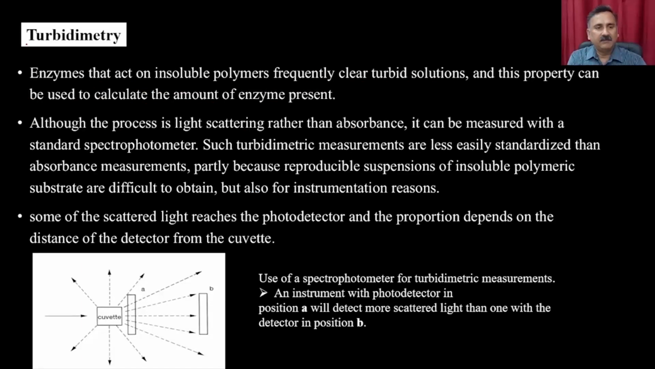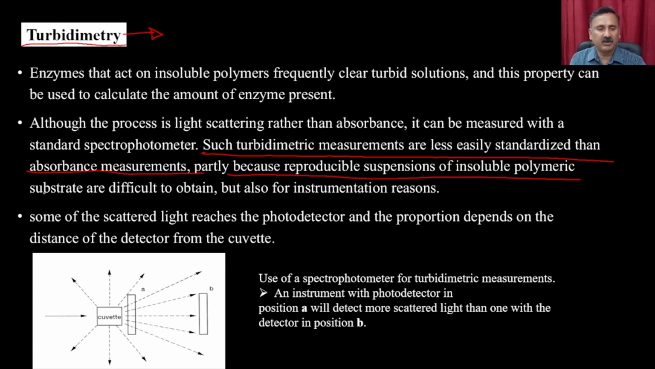Now let's talk about another way of doing the enzyme assay, which is turbidimetry. Enzymes that act on insoluble polymers frequently clear the turbid solution, and this property can be used to calculate the amount of enzyme present. Turbidimetry means the scattering of light. Although the process is light scattering rather than absorbance, it can be measured with a standard spectrophotometer. Such turbidimetric measurements are less easily standardized than absorbance measurements, partly because reproducible suspensions of insoluble polymeric substances are difficult to obtain, but also for instrument reasons.